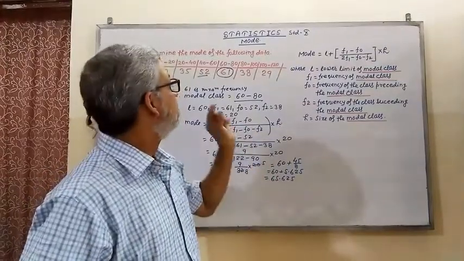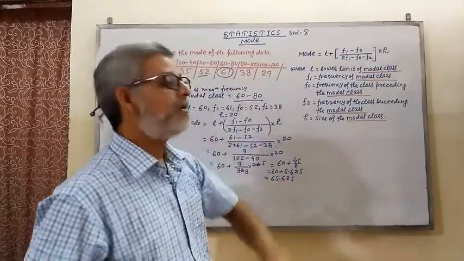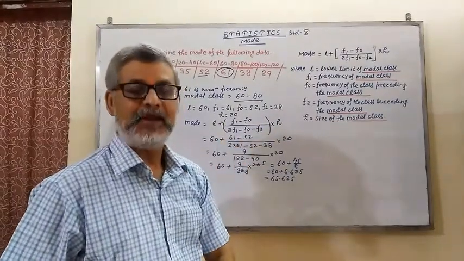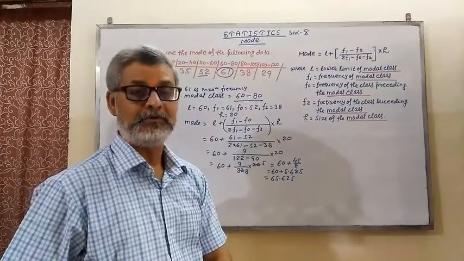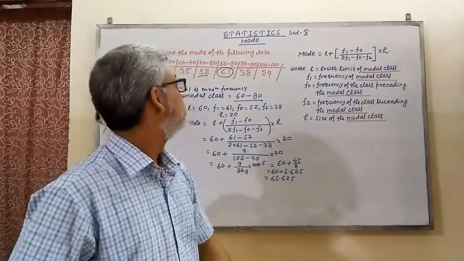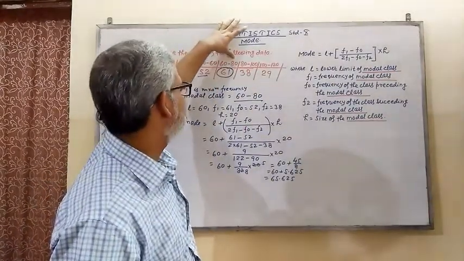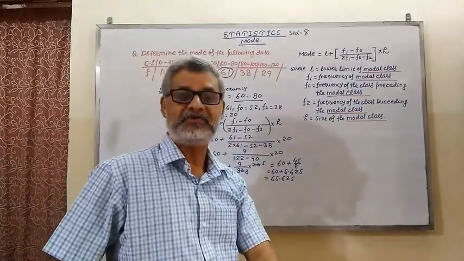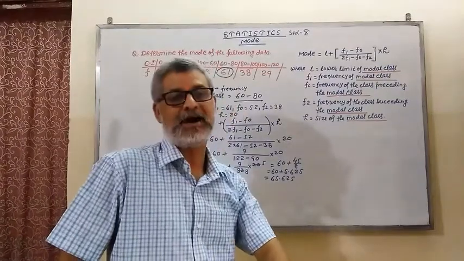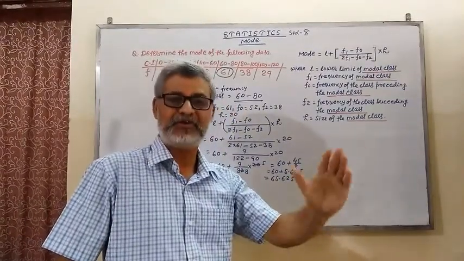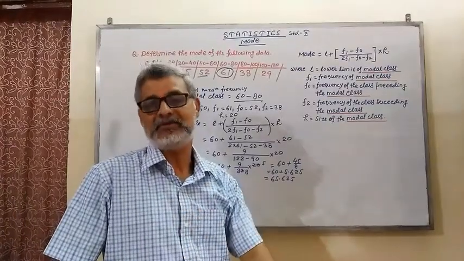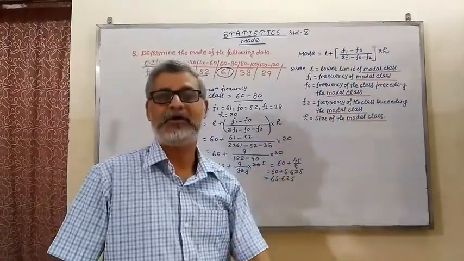Second thing, whatever the modal class is, the mode lies exactly between its limits. That is also very important. If the modal class is 60 to 80, then the mode always lies between 60 and 80 only. If you get a mode value before 60 or after 80, it means there is a calculation mistake and the value you found is wrong.